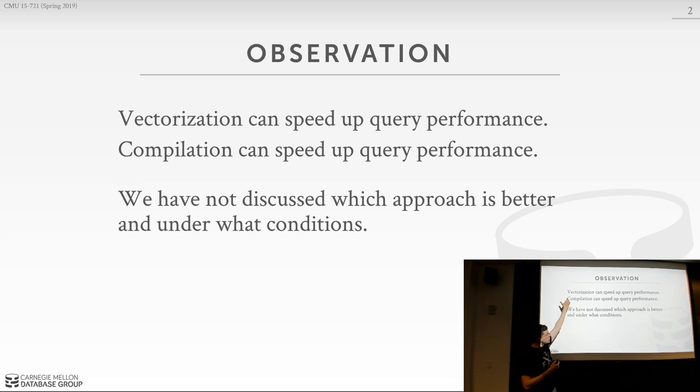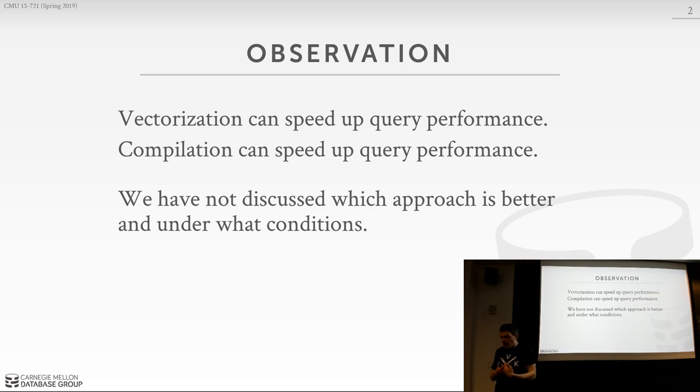Now, for the vectorization stuff, we talked about how from the Columbia paper, none of the techniques actually work as soon as you exceed your CPU cache. Even though the paper you read today is using AVX 512, the newer version of SIMD, that still holds true. Just because you have wider registers doesn't mean that SIMD now works if you exceed your CPU cache. So we'll see that again today, and we'll also look at what types of queries, under what conditions, one approach will be better.